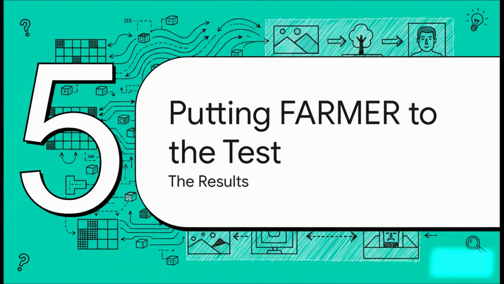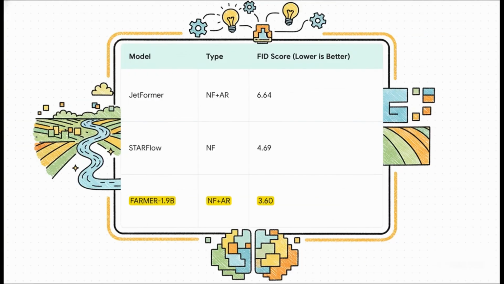But does it actually work? Let's check out the results. Okay, what we're looking at here is the FID score. It's a standard way to measure image quality, and all you need to know is that lower is better. And, well, you can see for yourself. Compared to other models that work directly on pixels, Farmer really shines. It hits a score of 3.60, easily beating Starflow and just crushing JetFormer, which is the most similar model out there. That's not just an improvement, it's a huge leap forward.